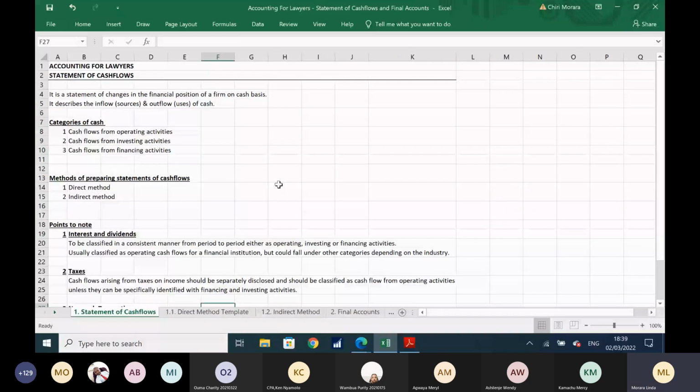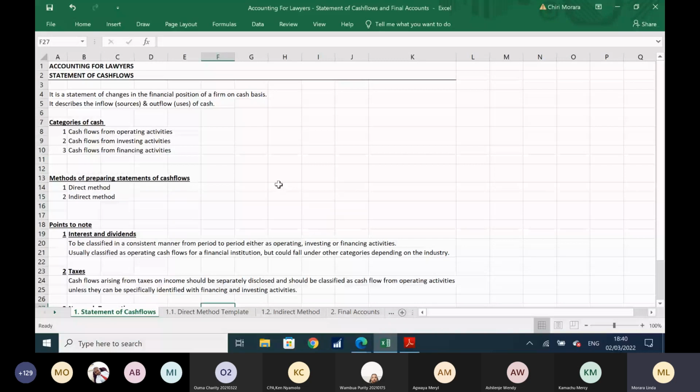Okay, so let's start on the statement of cash flows. Basically, what the statement of cash flows does for you, it shows you how literally cash flowed, like how much money did we receive, how much money left us, so that how much money do we have now. The concern here is liquidity. You don't want to be declared bankrupt. You want to be able to meet your obligations as and when they fall due.